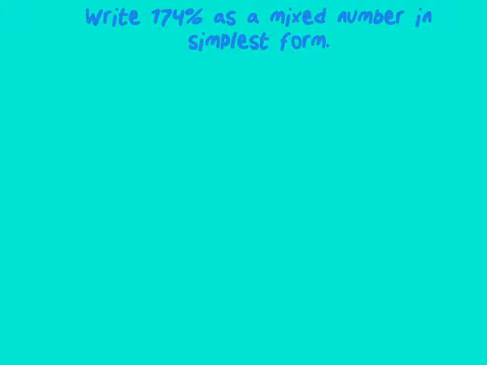Here we have write 174% as a mixed number in simplest form. So here's a little tip. Whenever you have a percent that's over 100, you're going to have a whole number or a mixed number. But we're still going to start the same way. We're still going to put it over 100 to start with. Then let's ask ourselves, how many times does 100 go into 174? Our answer is 1. 100 goes into 174 one time, and then you have 74 out of 100 left over.